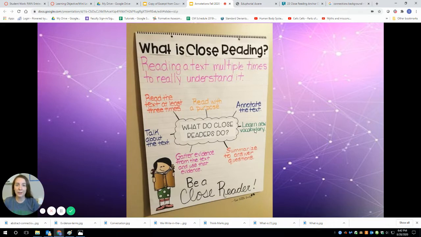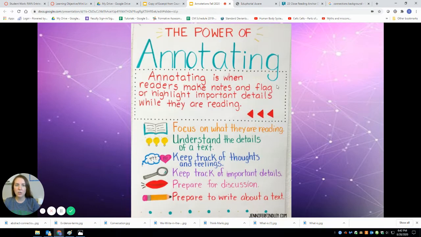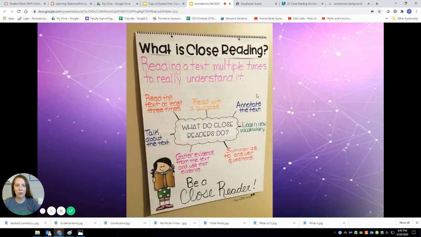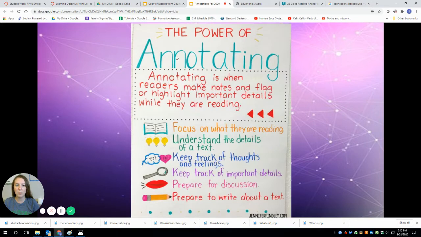You'll learn new vocabulary. There's usually a word or two that you may not recognize. Sometimes there's more. And summarize to answer questions. So that's like a reading test. So we're really going to focus here on the annotate the text part. So as a reminder, annotating is when readers make notes and put little flags or stars, or highlight important details while they're reading. Sometimes they also make notes out in the margins.